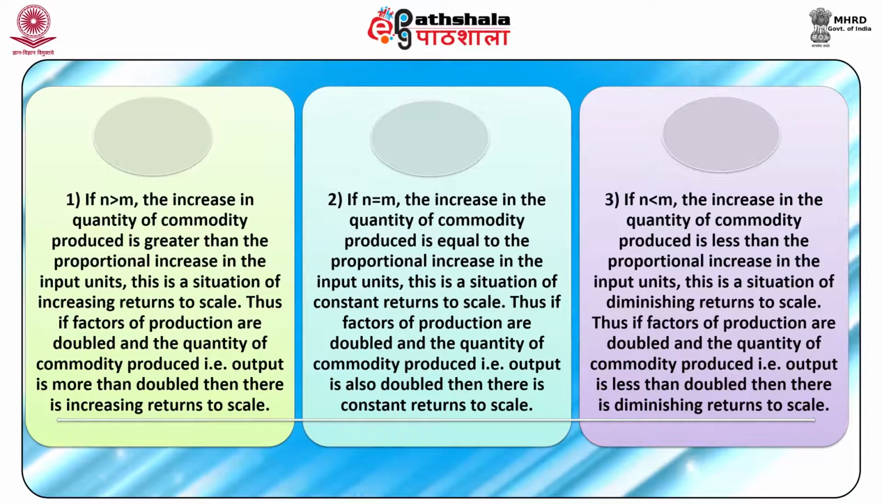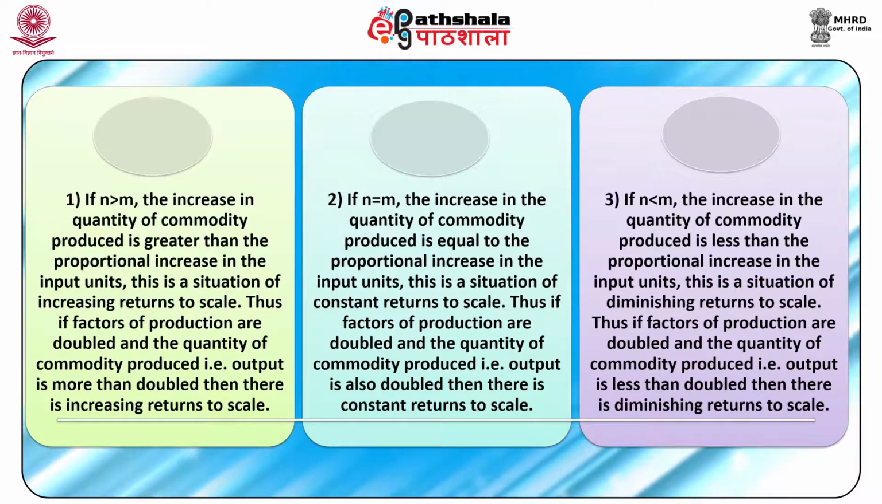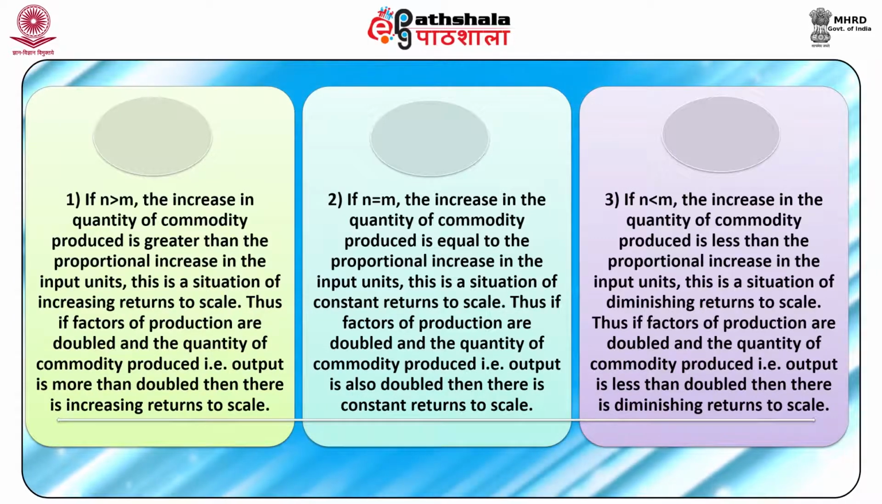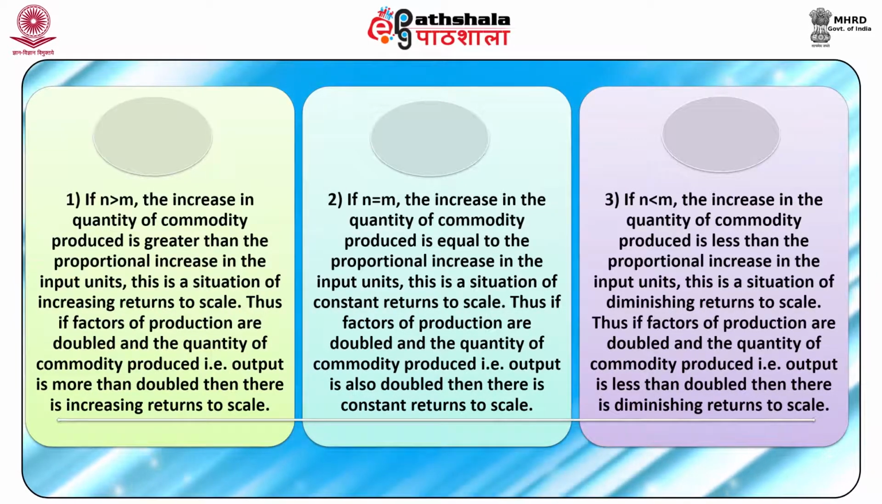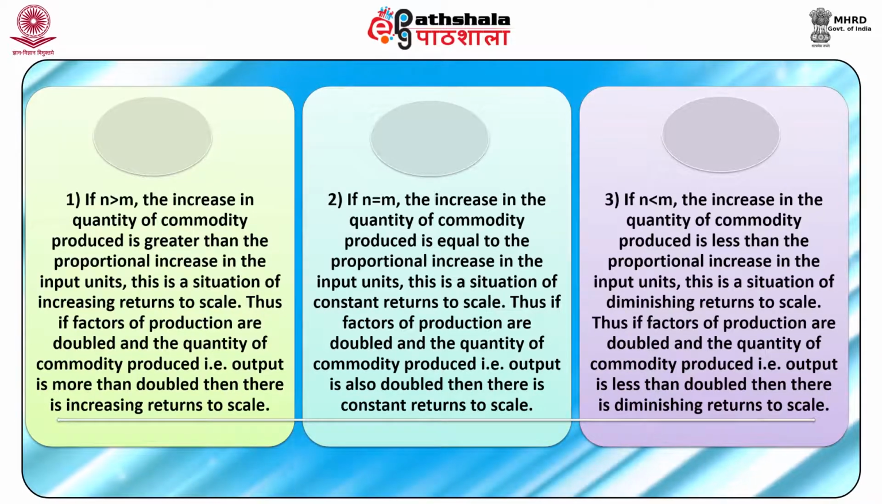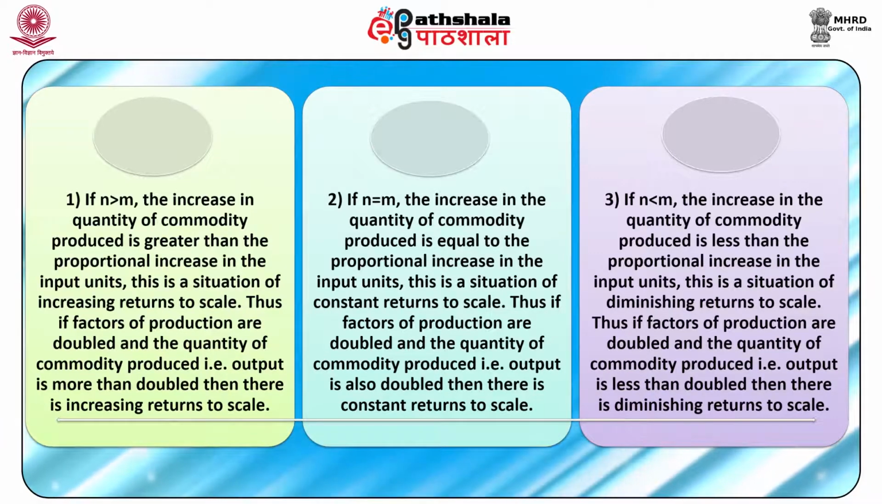Second, if N is equal to M, the increase in the quantity of commodity produced is equal to the proportional increase in the input units. This is a situation of constant returns to scale. Thus, if factors of production are doubled and the quantity of commodity produced, that is output, is also doubled, then there is constant returns to scale.